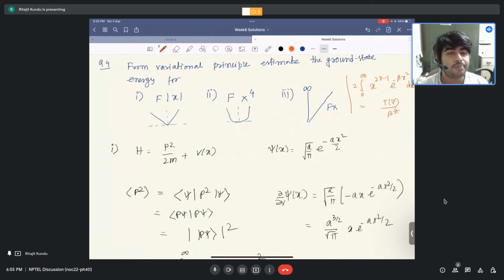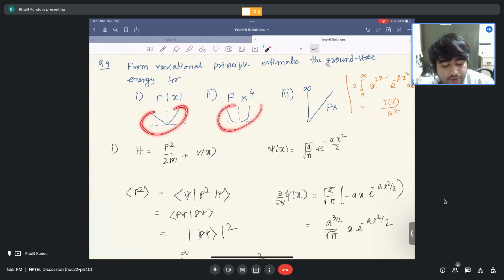calculations of the variational principle. I have come up with a few potentials. One potential has a mod x. Mod x is an even function, and there is a cusp singularity. You cannot take a derivative here. There is a cusp singularity in this potential.